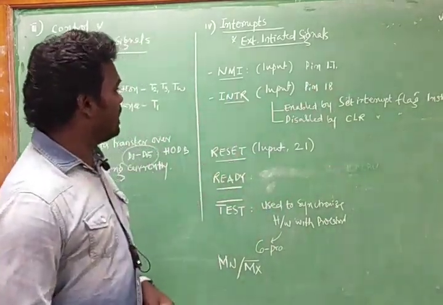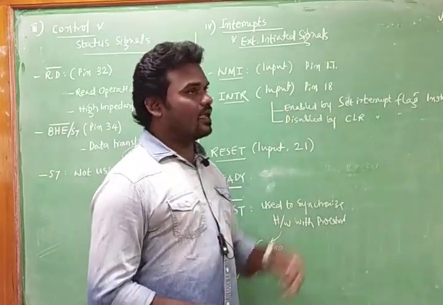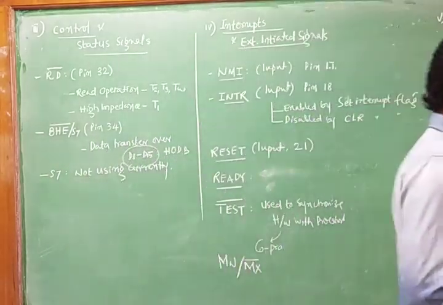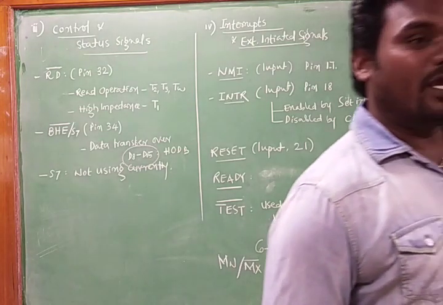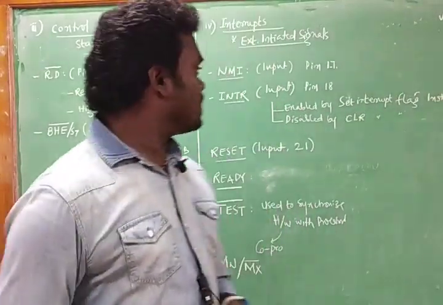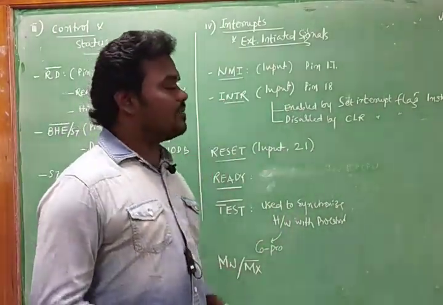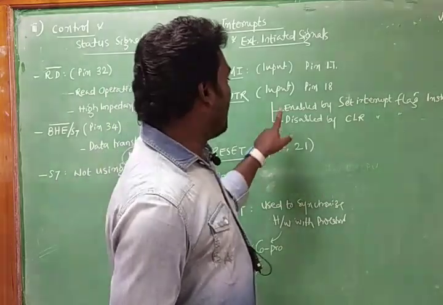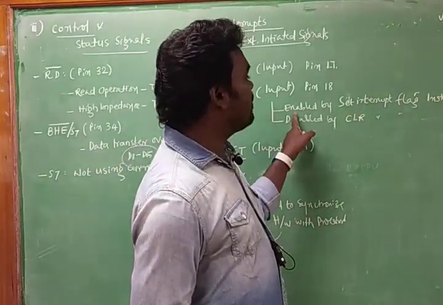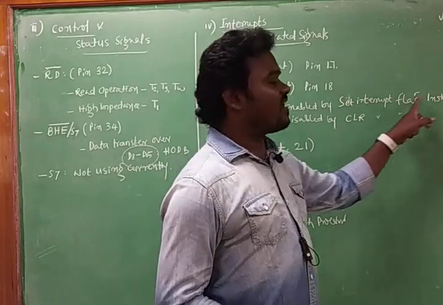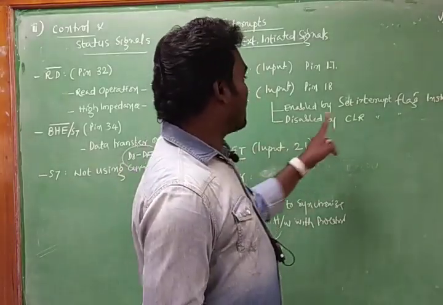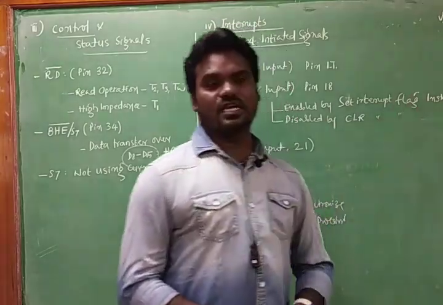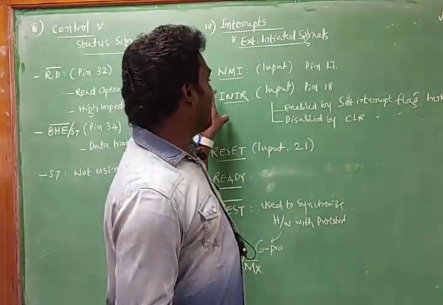Coming to the next one, INTR, the interrupt. It is pin number 18. It is a maskable interrupt. That means it can be disabled or enabled based on two types of instruction. This interrupt signal may be enabled or disabled. This signal will be enabled by the set interrupt flag instruction, whereas it is disabled by the clear interrupt flag instruction, so it is a maskable interrupt.